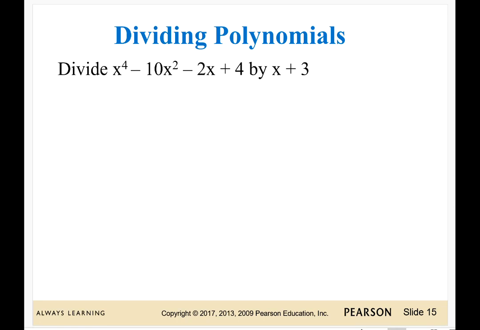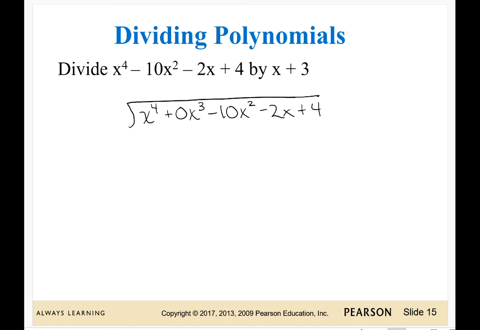All right, welcome back. First thing I'm going to do is work on this setup. So here's my divisor, my dividend, sorry. I notice I'm missing a term, so x to the 4th plus 0x cubed minus 10x squared minus 2x plus 4. So make sure that you have that placeholder for the term you're missing. And then my divisor is x plus 3. All right, so then I'm going to go to town.